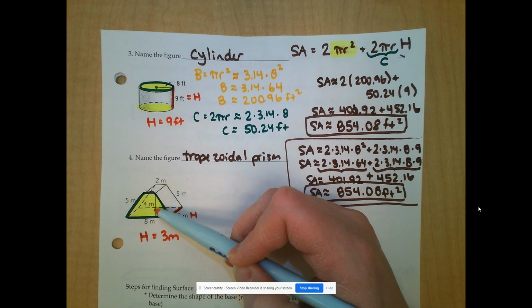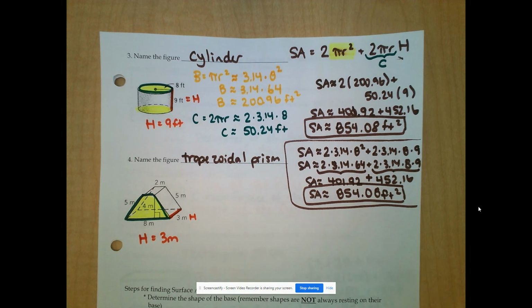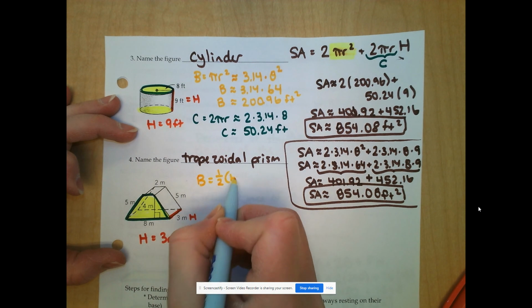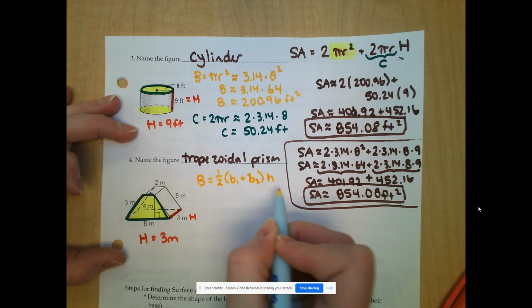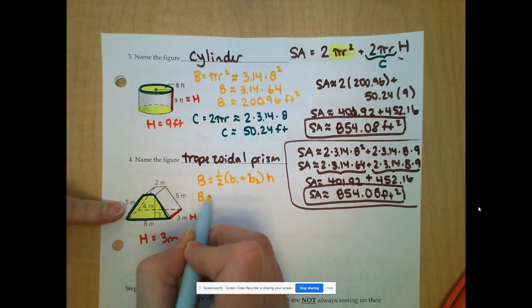This 4 meters is the height of the trapezoid, where the 3 meters is the height of the overall prism. So if I'm going to do the same formula that I did before, area of the base, I need the one for trapezoid. Base 1 plus base 2, I only want half of it. And notice that's a lowercase h. We're only taking our information from the yellow trapezoid.